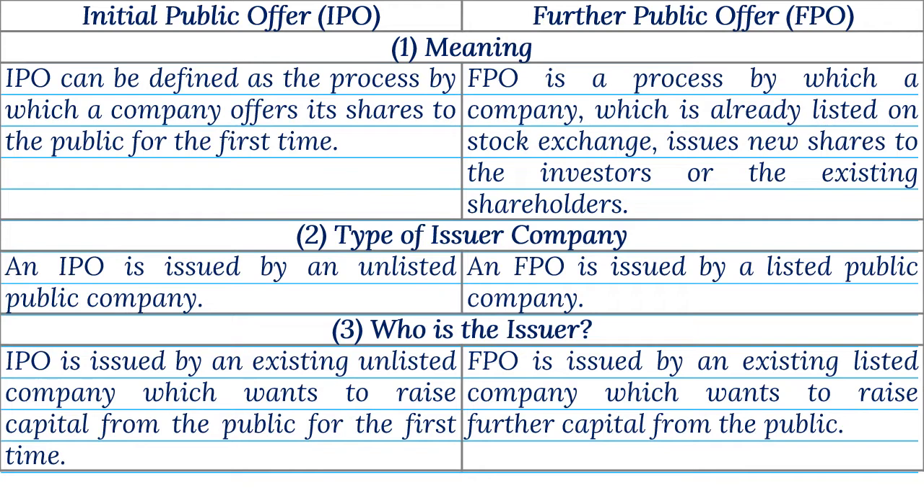2. Type of issuer company. An IPO is issued by an unlisted public company. An FPO is issued by a listed public company. 3. Who is the issuer? IPO is issued by an existing unlisted company which wants to raise capital from the public for the first time. FPO is issued by an existing listed company which wants to raise further capital from the public.